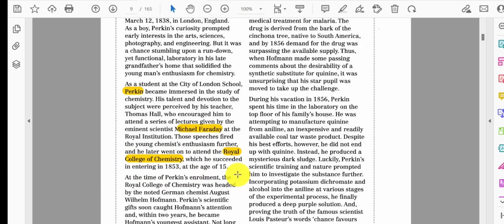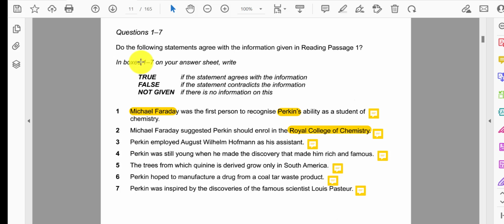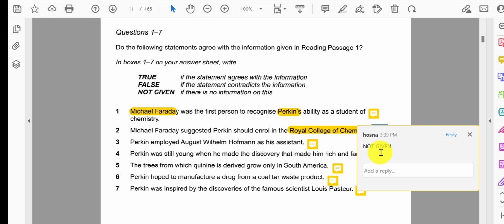Those speeches fired the young chemist's enthusiasm further, and he later went on to attend the Royal College of Chemistry, which he succeeded in entering in 1853 at the age of 15. No sentence suggests Faraday suggested Perkin enroll in the Royal College of Chemistry. Statement number 2 is not given.